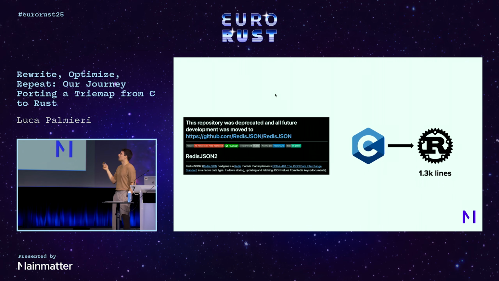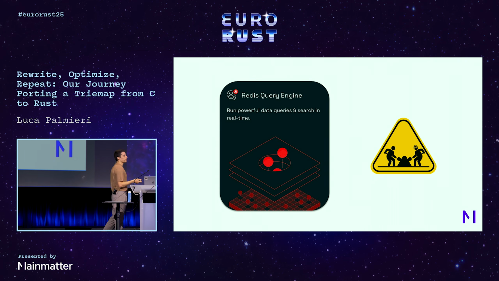Now, Redis JSON is not a big code base. At the point of the swap, that was 1,000 lines of code, a little bit more in Rust, which is very different from Redis Query Engine, which is 63,000 lines. Rewriting this from scratch would be much more complicated.